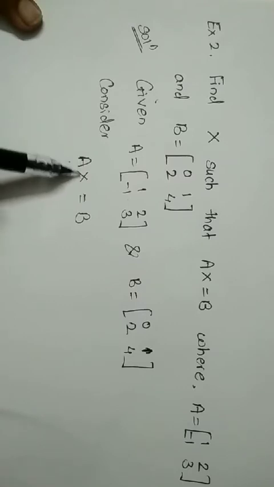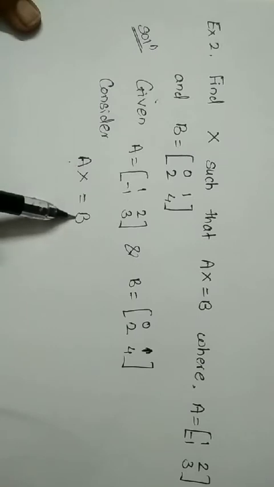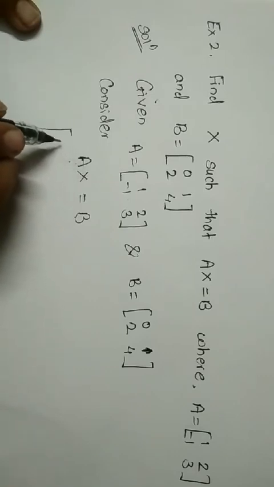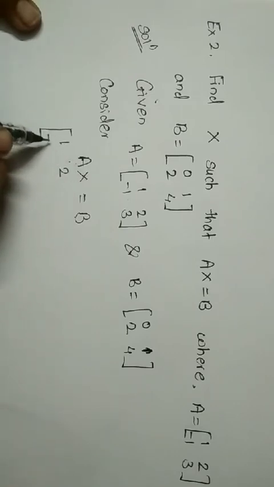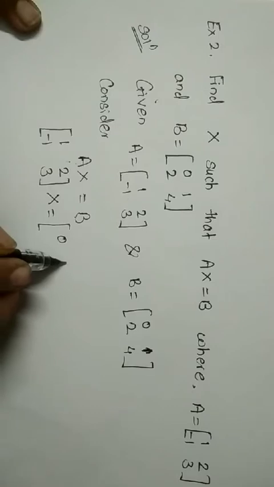And this matrix is the pre-multiplication of X. And so here we perform row transformations on A to reduce it to the identity matrix, and simultaneously the same transformations will be applied to the matrix B on the RHS. And so put here the values of matrices A and B. We get 1, 2, minus 1, 3 into this matrix X is equal to the matrix B, 0, 1, 2, 4.